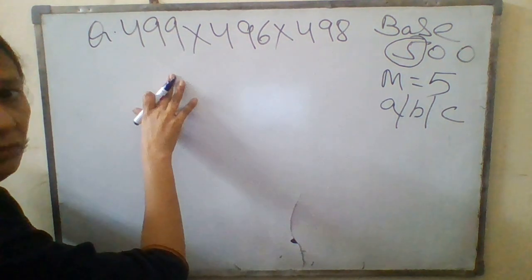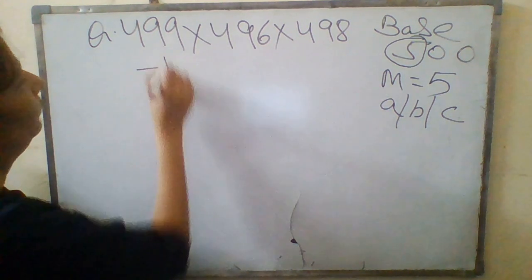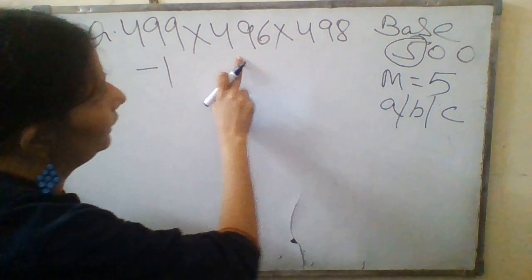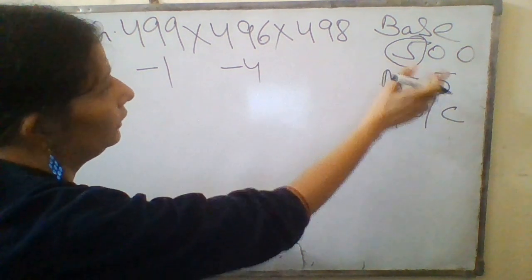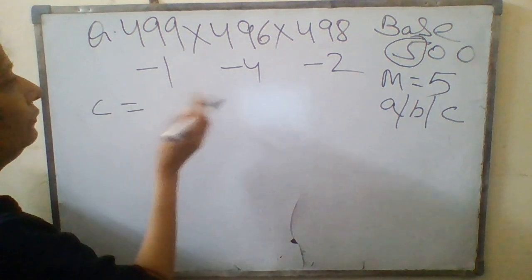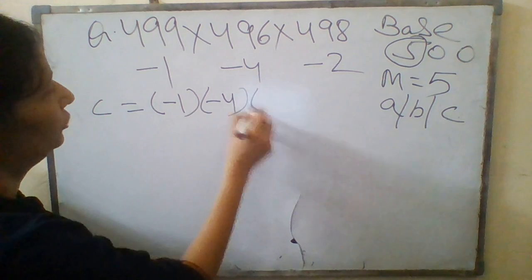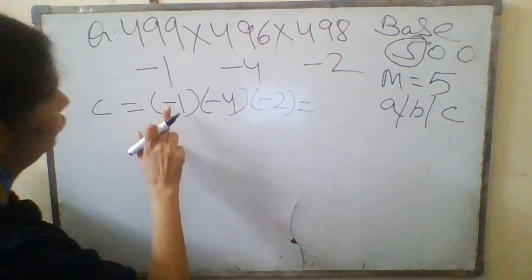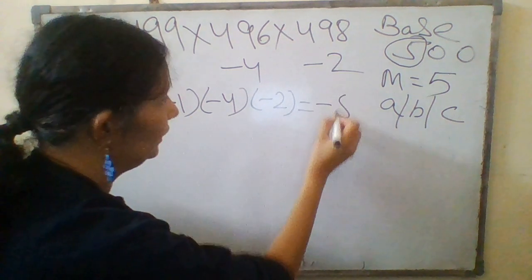Now first you have to find out the difference. 499 minus 500 will be equal to minus 1. 496 minus 500 will be equal to minus 4. 498 minus 500 will be equal to minus 2. To find out the value of C, you have to multiply all these. Minus 1 into minus 4 into minus 2, which is equal to, see, minus into minus is plus, plus into minus will be minus. 4 twos are 8.